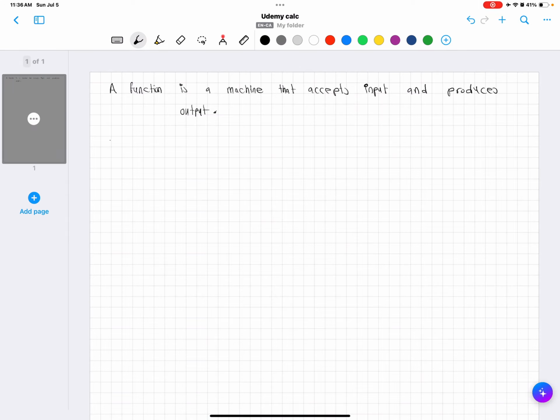In order to make this rigorous, we're going to start with the notion of sets. So a set is a collection of objects, for instance, a set A containing the elements 1, 2, and 3.